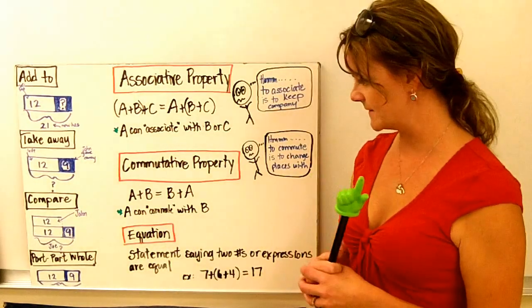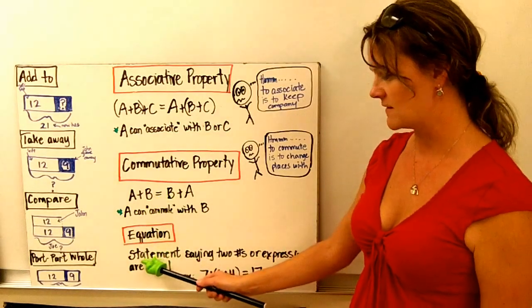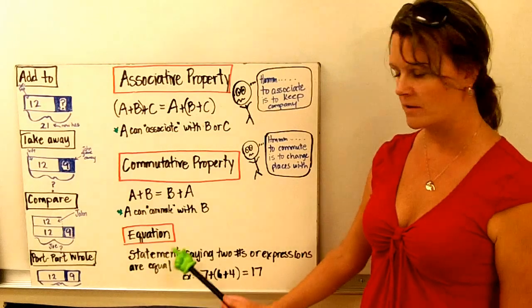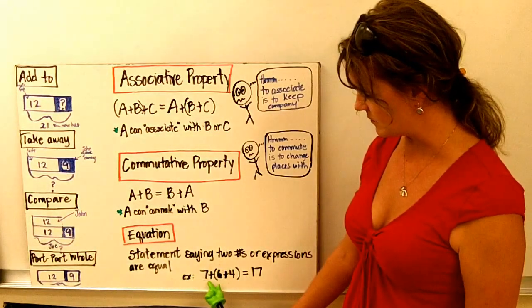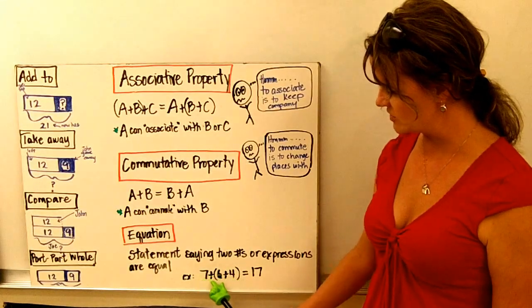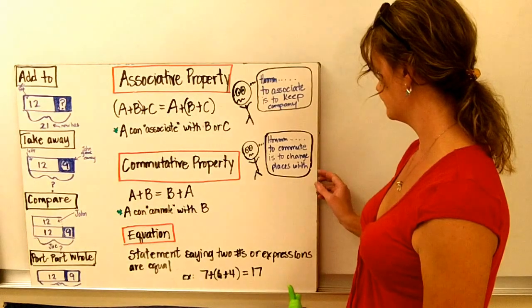They can trade places. So just remember that an equation is simply a statement saying that 2 numbers or expressions are equal. So for example, if we had 7 plus the quantity 6 plus 4, we're saying that the value on this side of the equation on the left is equal to the value on the right, 17.